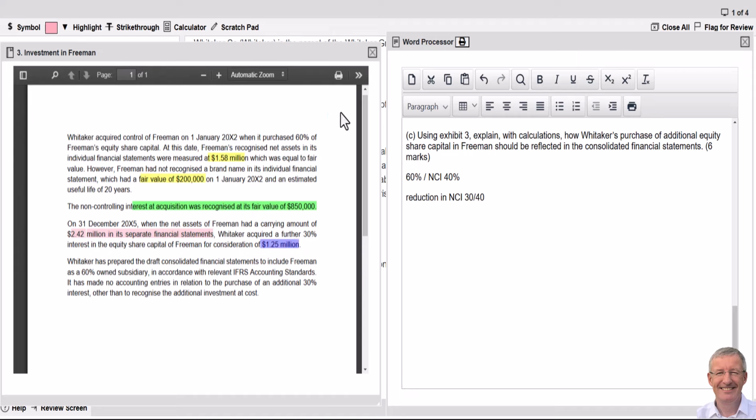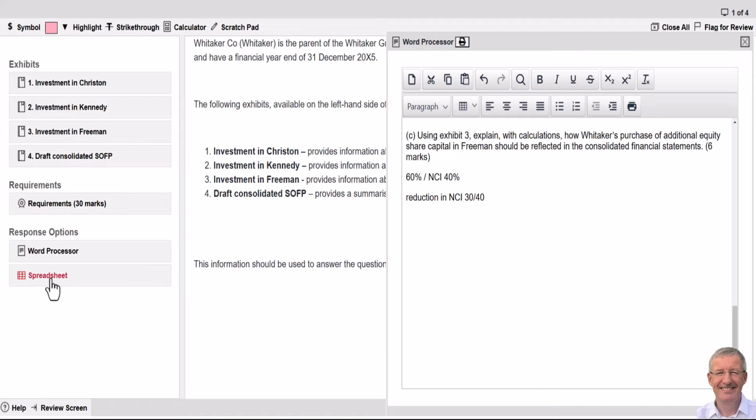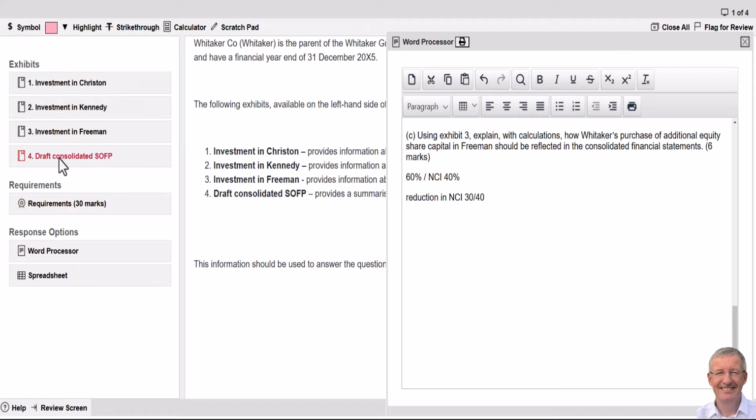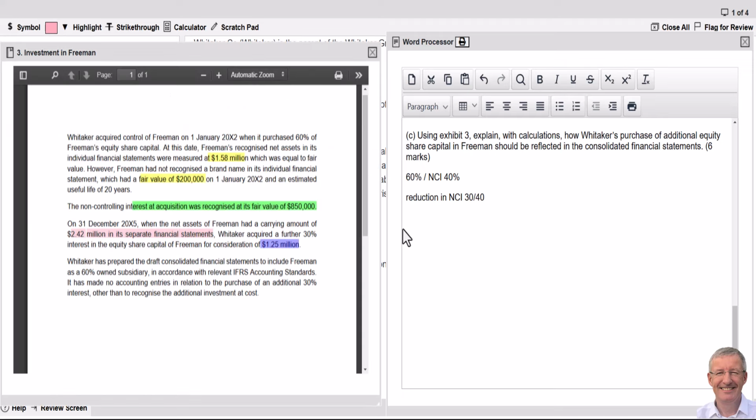Do you recognise that number? There it is. In our pre-populated spreadsheet, the 1.25 has popped up here. So all that they've done is, when they bought the additional 30%, they have credited the cash and debited the investment. They've prepared the draft accounts, including it as a 60% sub. They've made no entries other than that.